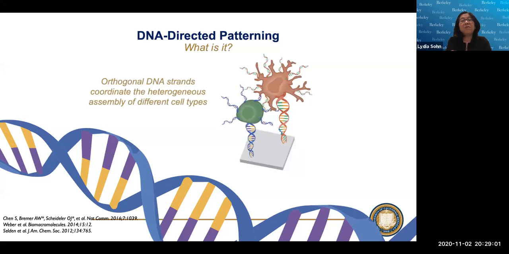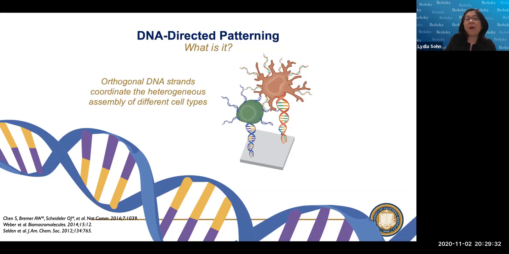Now, you can use different sequences to capture different cell types. So for example, what you see here, as in the schematic, is a neural stem cell captured with one particular sequence of oligos. And here's an astrocyte that's been captured by a different sequence of oligos. Essentially, you can have orthogonal DNA strands that coordinate the assembly of different cell types onto a substrate.